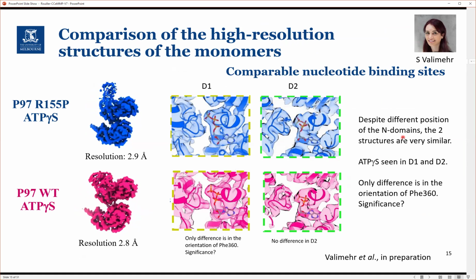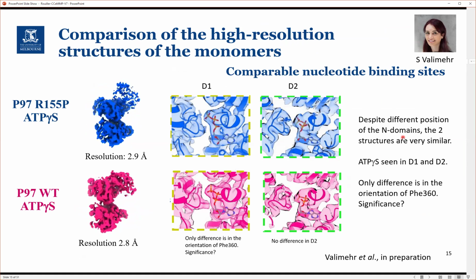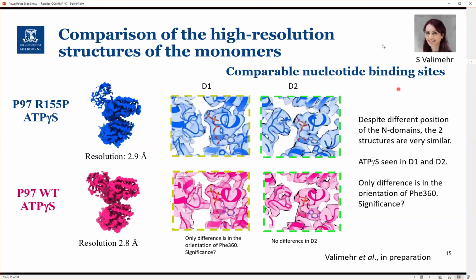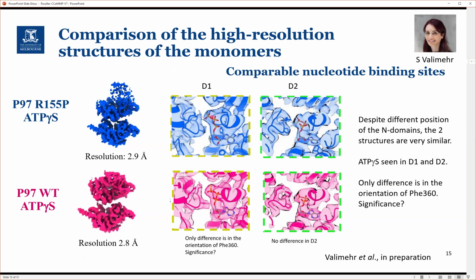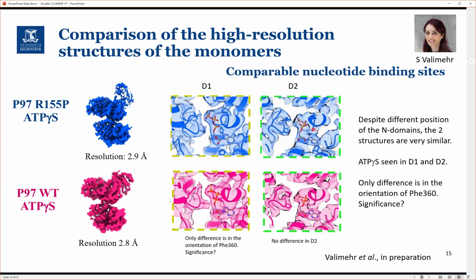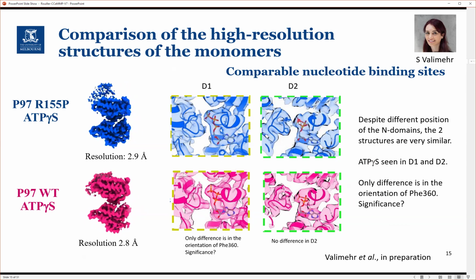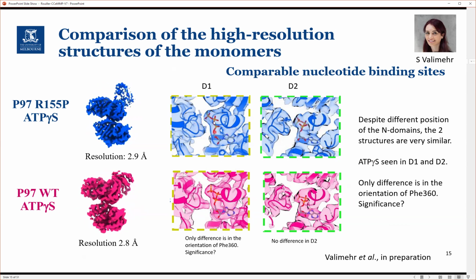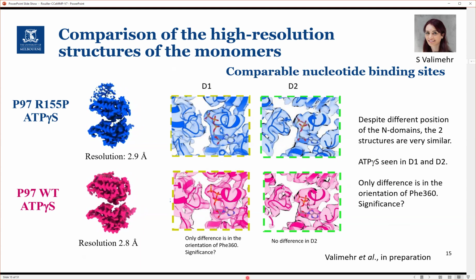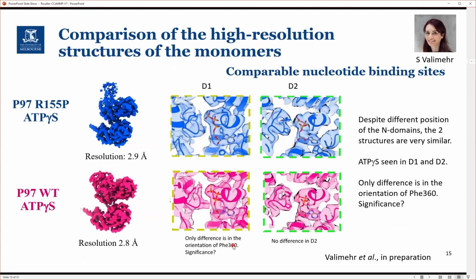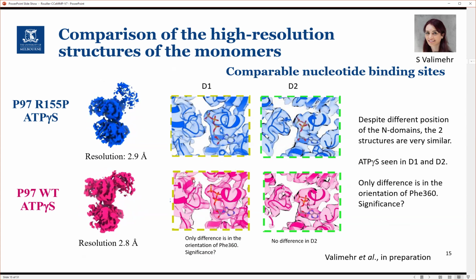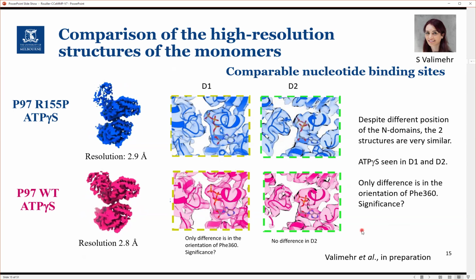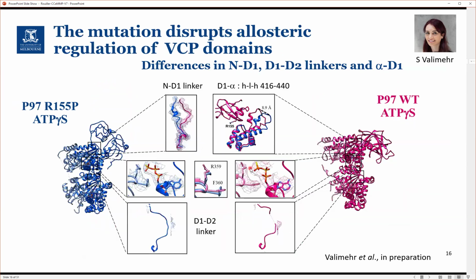What she saw was that despite the different position of the N domain, the two structures were very similar to one another. She observed ATP gamma S in all the nucleotide binding pockets, but she only saw a tiny difference in the nucleotide binding pocket, for phenylalanine 360, which adopted a different conformation, flipped away from the nucleotide.